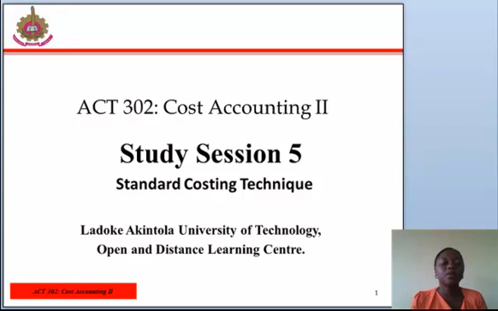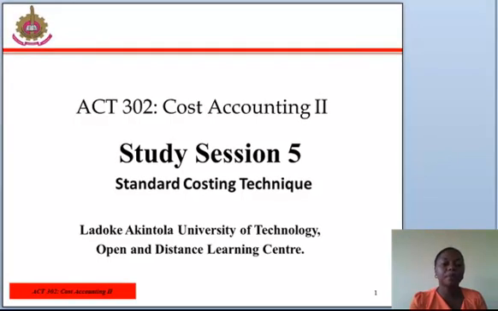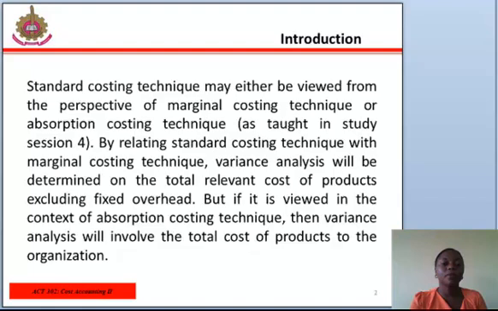This is ACT 302 Cost Accounting 2. I'll be taking you through study session 5, that is standard costing technique. Standard costing technique may either be viewed from the perspective of marginal costing technique or absorption costing technique, as you have learned in study session 4.